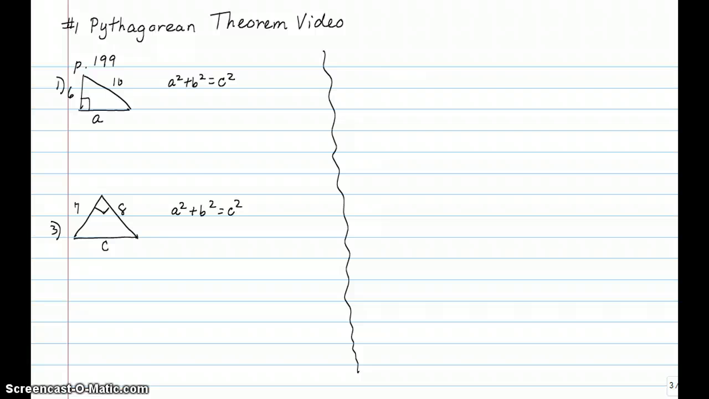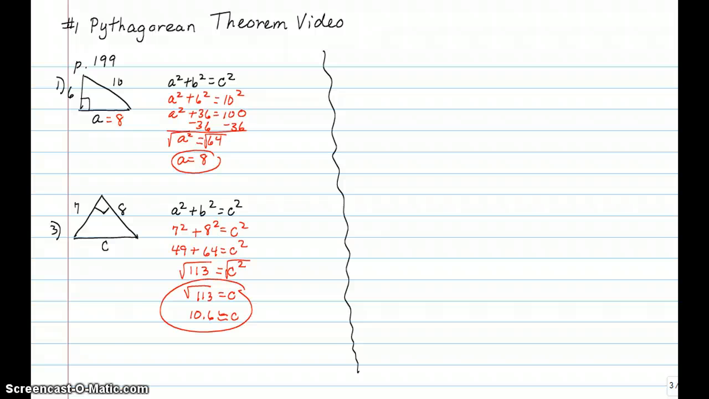Okay, on number 1, you didn't know what the leg a was, so you went a squared plus 6 squared, which is b squared, equals 10 squared, which is your hypotenuse. a squared plus 36 equals 100. Now you have to do a little bit of algebra, subtract 36 using the subtraction property of equality on both sides. a squared equals 64. In order to isolate a, you have to take the square root of a squared, which gives you a. Whatever you do to one side, you do to the other. Square root of 64 is 8. So a equals 8.